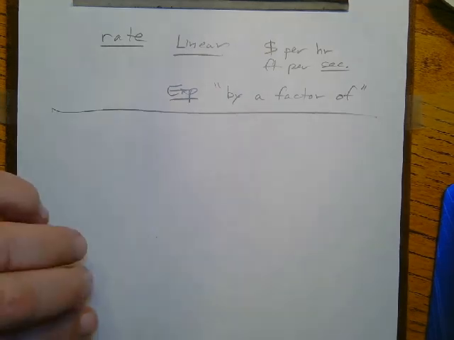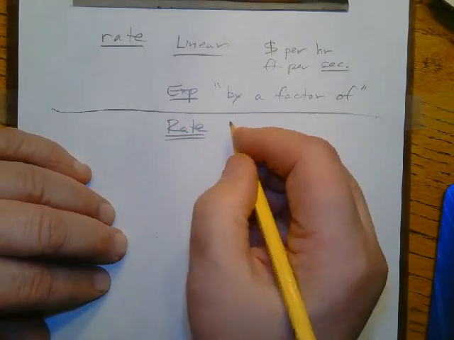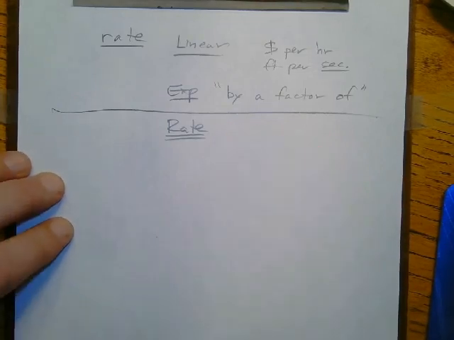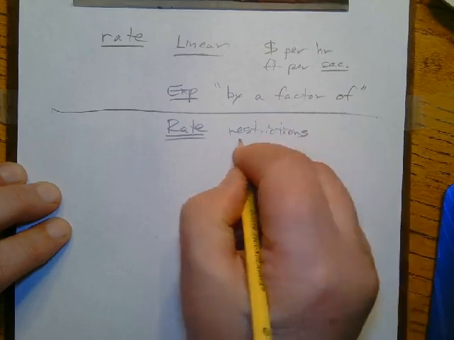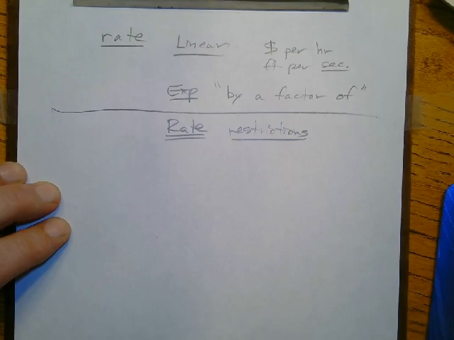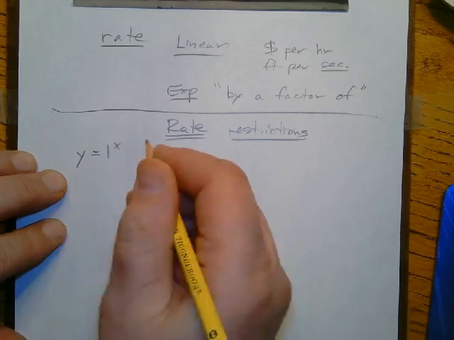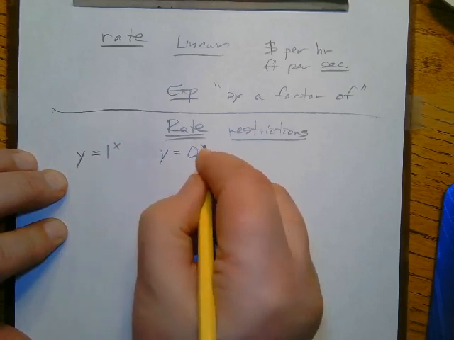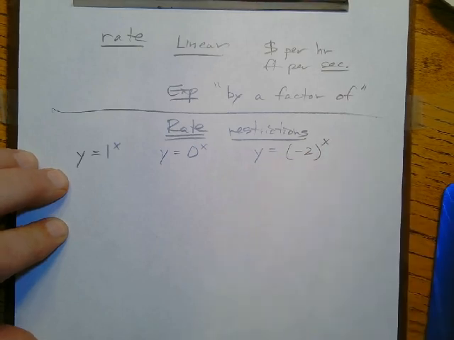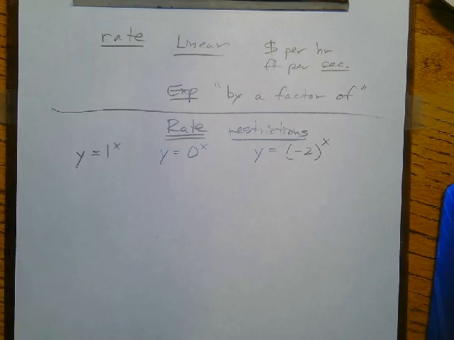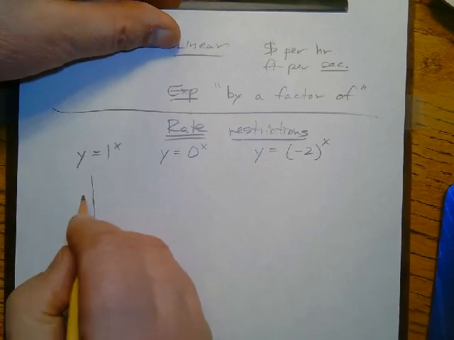All right, now we need to spend a little time talking about the rate, because these are kind of critical questions. The rate can't be anything. There are some restrictions on what the rate can be and can't be. For example, let's take a look at y equals 1 to the x, y equals 0 to the x, and y equals, say, negative 2 to the x. All right, there are restrictions on the rate, so let's make a table here and see what happens.